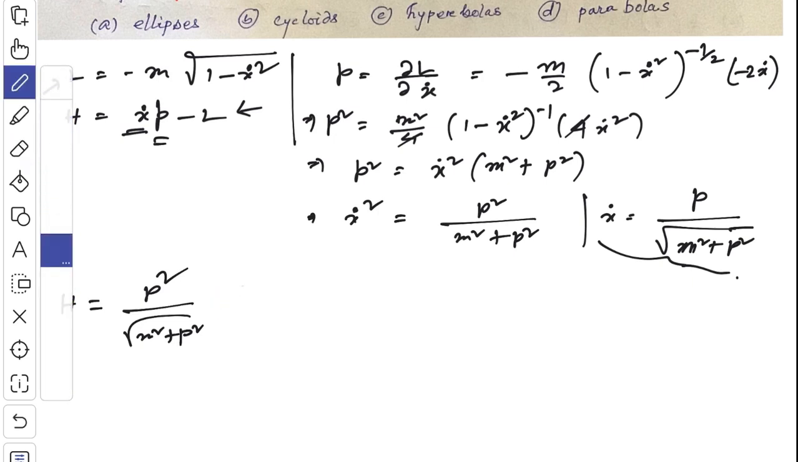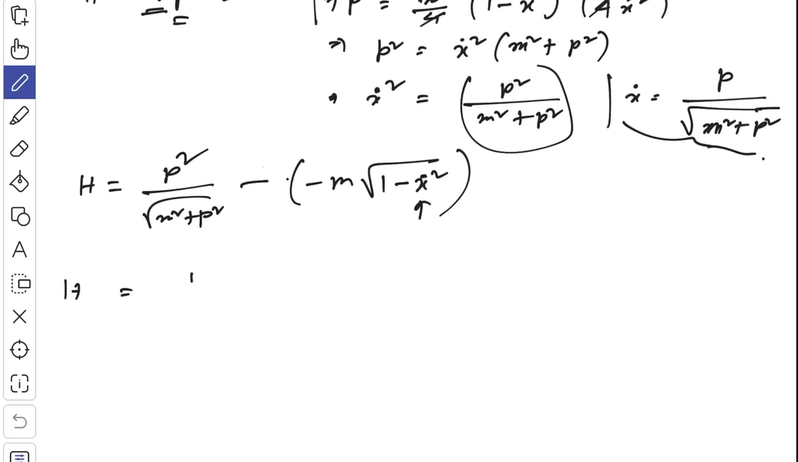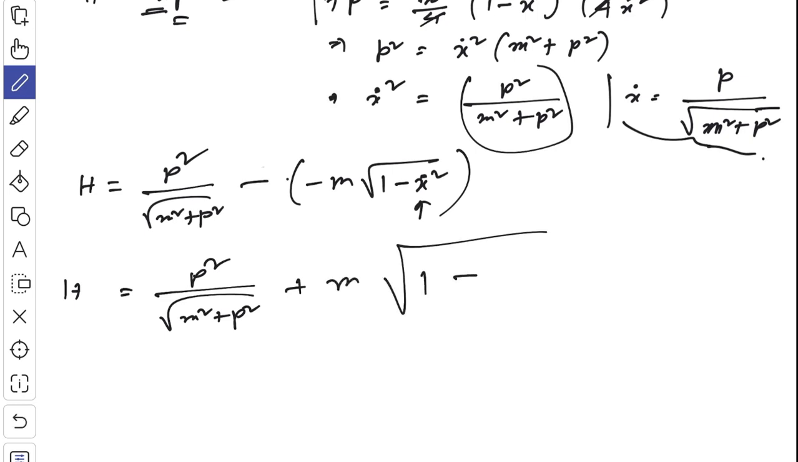So minus L, we know the Lagrangian here, minus m root over 1 minus x dot square. So here also you can replace the x dot. If you replace this x dot square by this value, then what will you get? If you do so, then you will get h is equal to p square by root over m square plus p square, then plus m times 1 minus p square by m square plus p square.